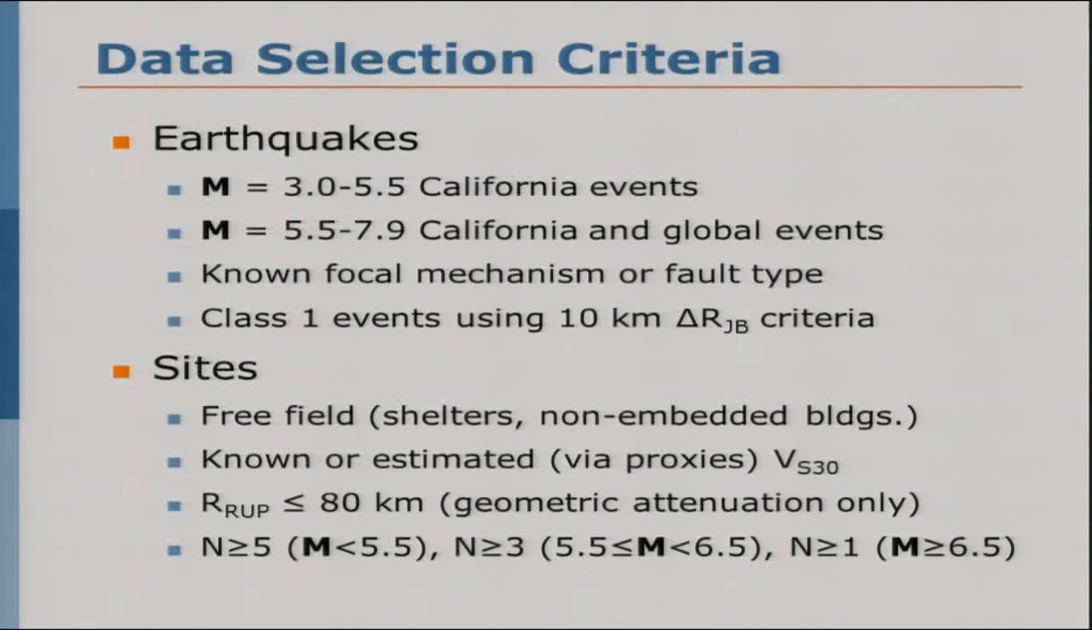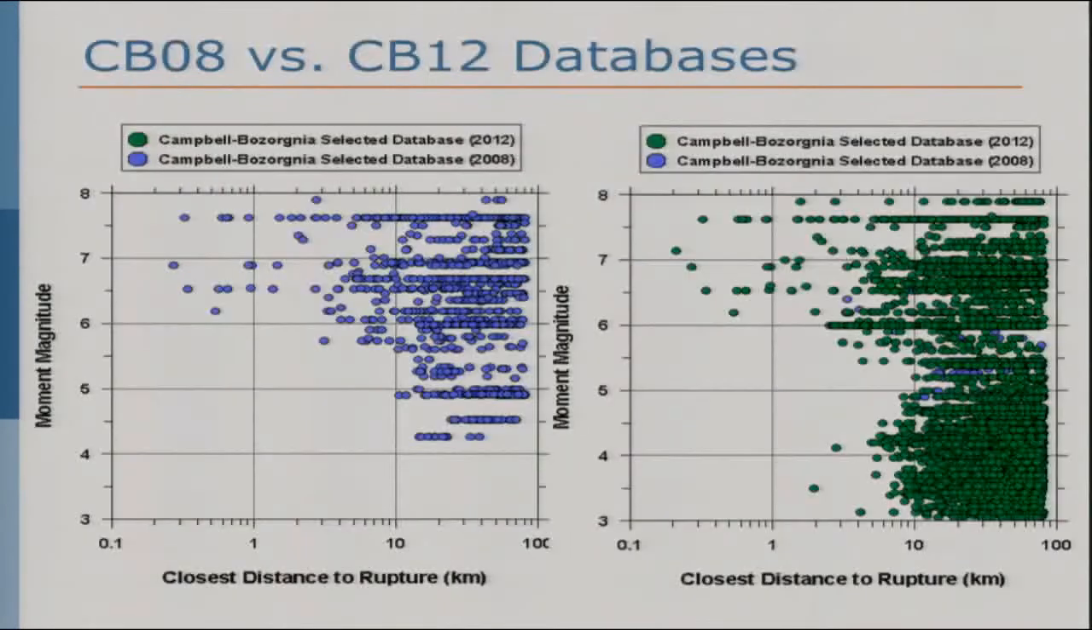As far as number of recordings, to get reliable estimates of the event terms, we required that for magnitudes less than 5.5, there be at least 9 recordings within 80 kilometers. Between 5.5 and 6.5, at least 3 recordings within 80 kilometers. And because we have limited data beyond 6.5, we're allowing only 1 recording for magnitude 6.5 and greater.